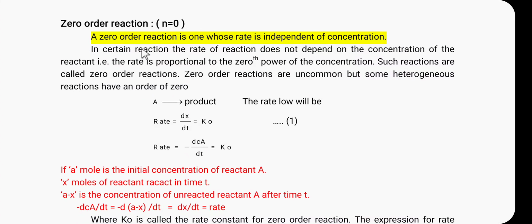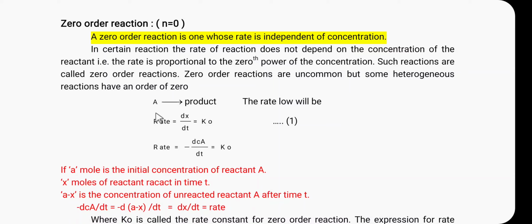And the last point is the zero order reaction. All of you know that the order of reaction is denoted by the symbol n. Here n is equal to 0, and the zero order reaction is one whose rate is independent of concentration. That is, the rate of such a reaction does not depend on the concentration of any reactant. Such reactions are called zero order reactions. Here we are going to derive the expression for the velocity constant for the zero order reaction, as well as discuss the characteristic features of the zero order reaction.